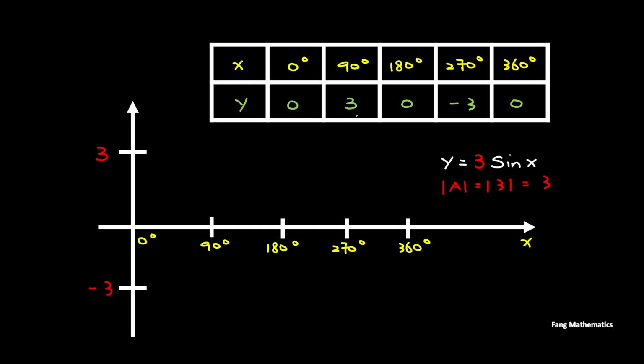We are now going to plot the coordinates we have. So 0 degrees, 0; 90 degrees, 3; 180 degrees, 0; 270 degrees, minus 3; and 360 degrees, 0. We join them, and you should get the graph y is equal to 3 sine x like this.